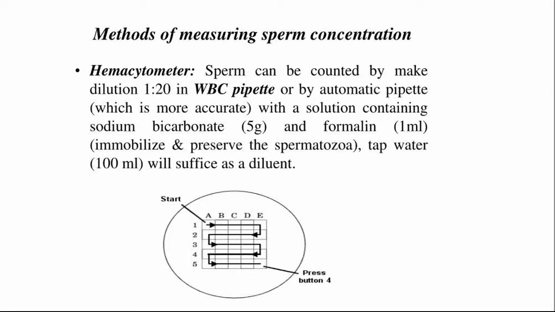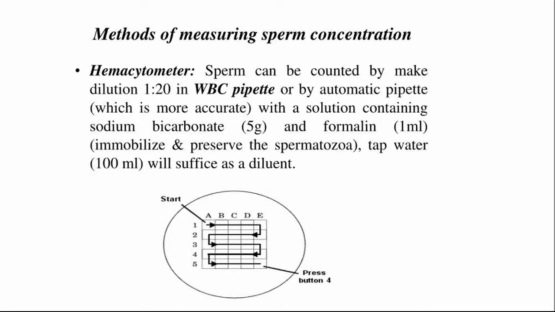Steps for estimation of sperm number. Mix semen after it undergoes liquefaction. Draw semen up to the 0.5 mark in a WBC pipette. Draw semen diluting fluid up to the mark 11 and mix it well.